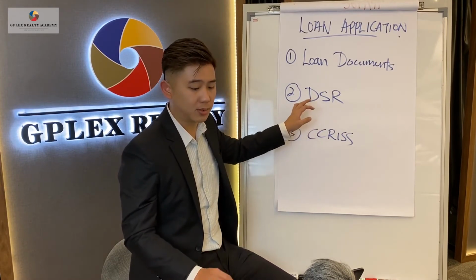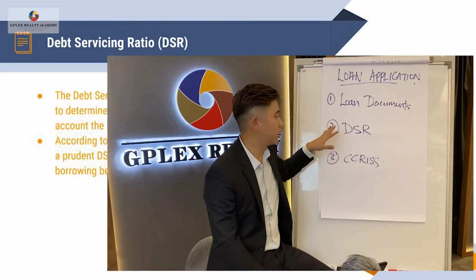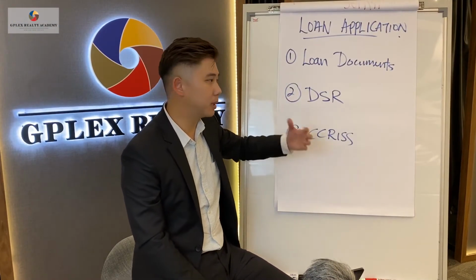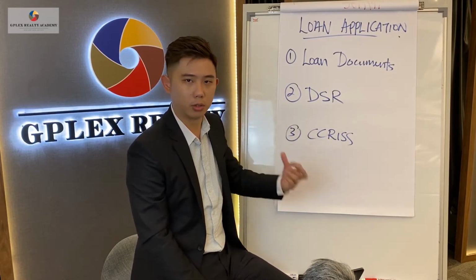So next, we will need to see the customer's DSR. Okay, DSR stands for debt servicing ratio, okay? It is to determine the capacity of the potential borrower to take on a new mortgage, okay? So in simpler terms, whether or not they are entitled to get a new mortgage loan or not. All right.